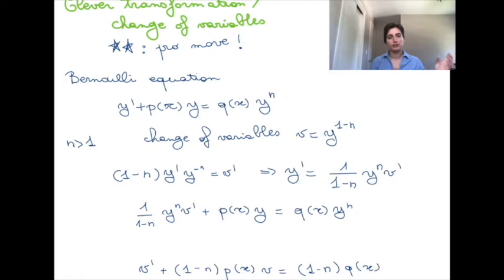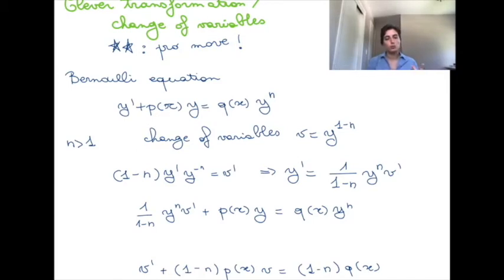It's y prime plus p(x)y equals q(x) times y to the n. We make a change of variables. In this case, n is strictly bigger than 1, otherwise we could simplify things out. We may take a change of variables. We introduce v being y to the power 1 minus n.